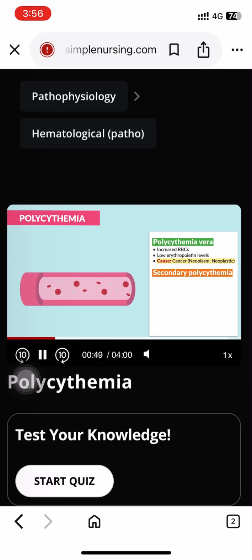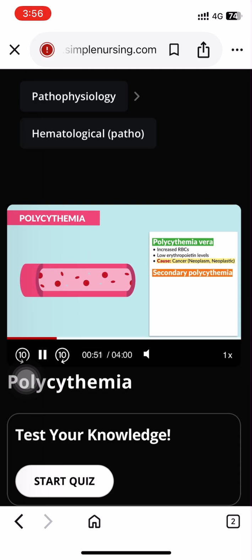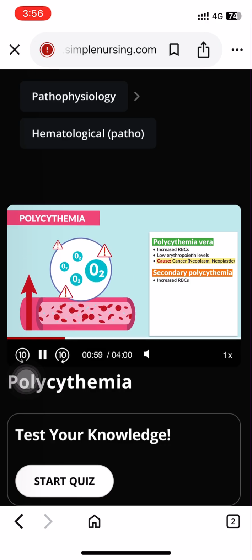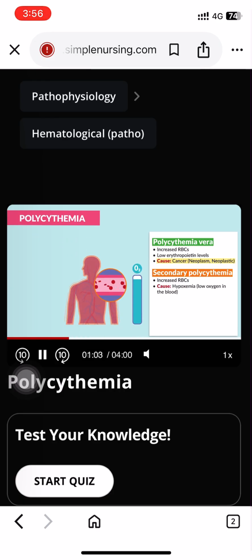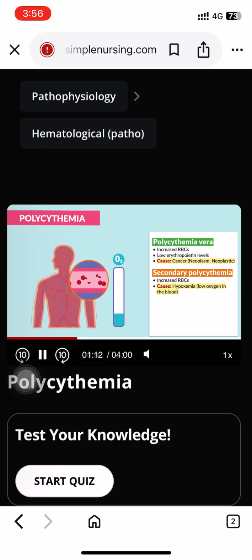RBCs. Now the second type is secondary polycythemia. We see the same increase in RBCs, but this one is very different in that it's caused by hypoxemia, that low oxygen in the blood. Now, it's very different here, so let's break down the patho. With low oxygen in the blood, that hypoxia, the body says, oh snap, I better make more oxygen carriers. So loads of RBCs are made to compensate for this low oxygen.